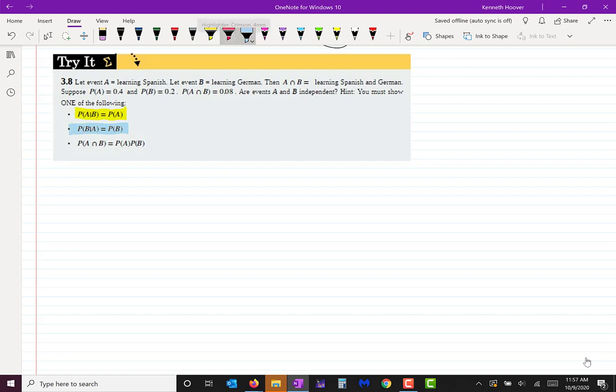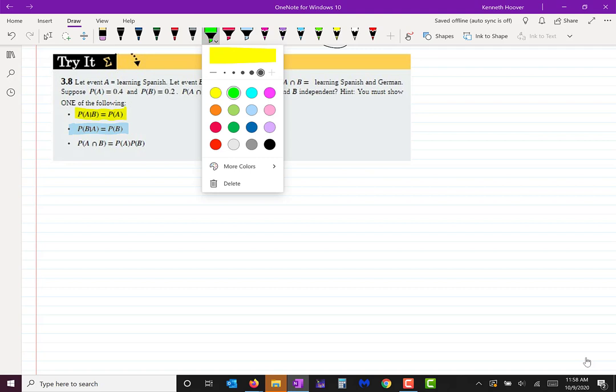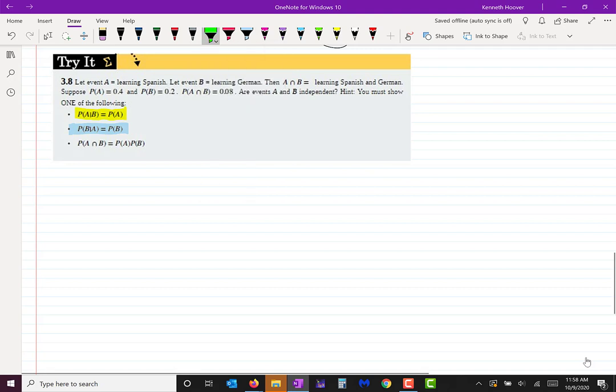And as we talked about before, a third way would be this. So, in other words, they're giving us a hint and they're saying show any one of those three colored things is either true or not. If none of them are true, then the events are not independent. If any one of those three things are true, then the events are independent.